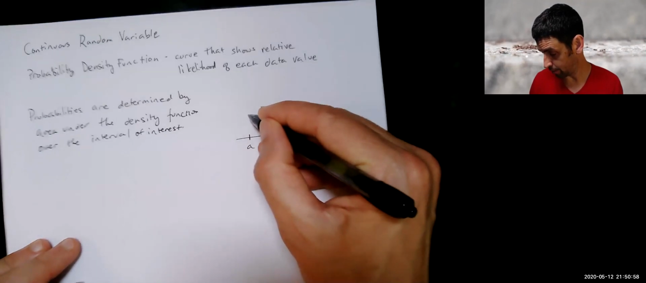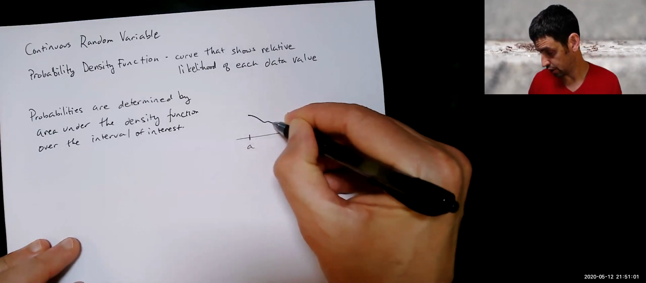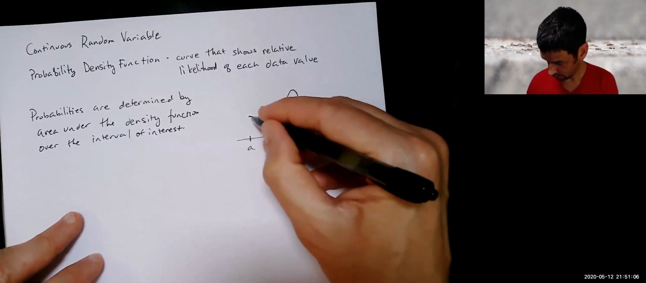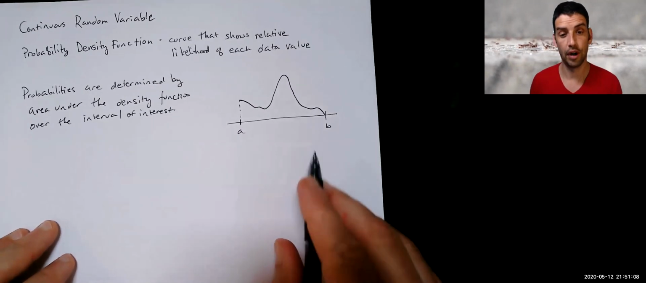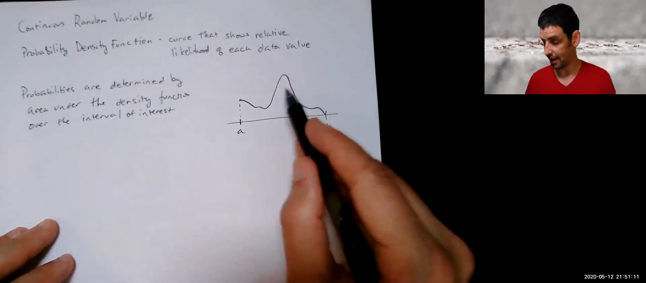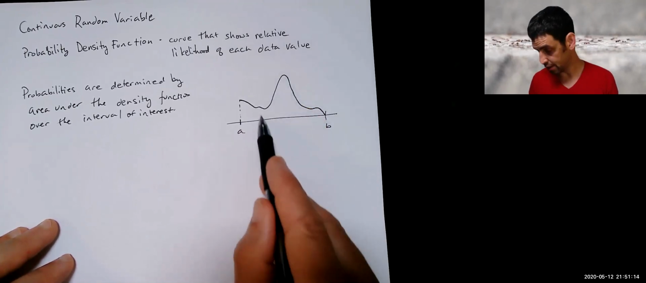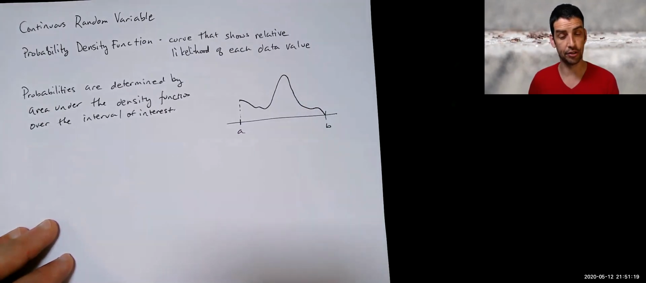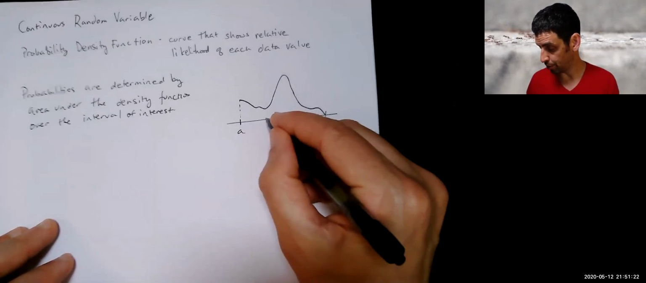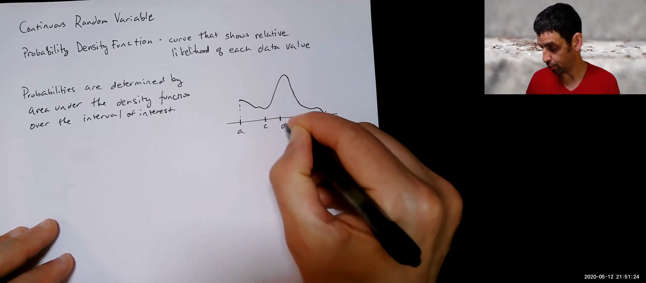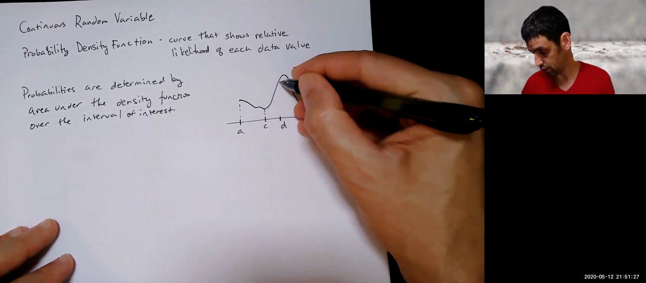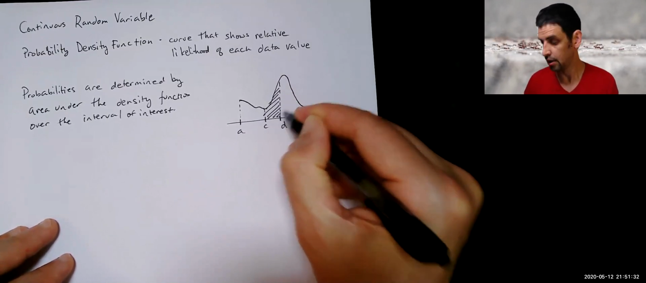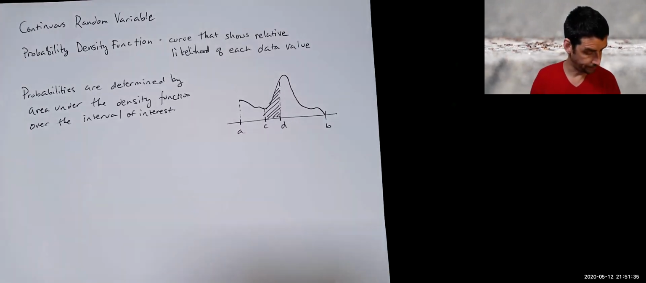And let's say I had a probability density function that looked like this. What this is telling me is that things in this region are the most likely, things over here are less likely, things at the end over here are very unlikely because they're getting very close to zero. And if I wanted to know the probability that my random variable was between two values, I would have to compute the area under the curve.